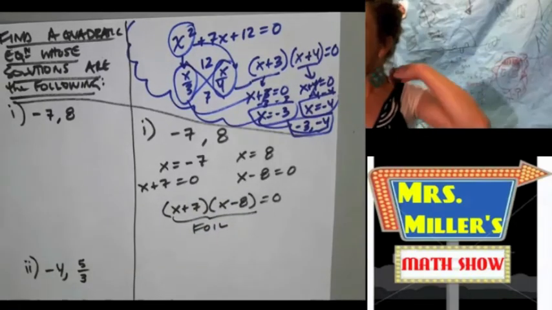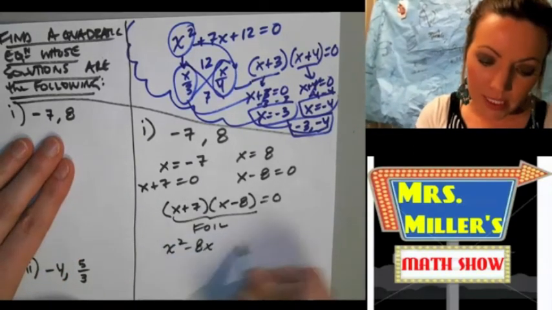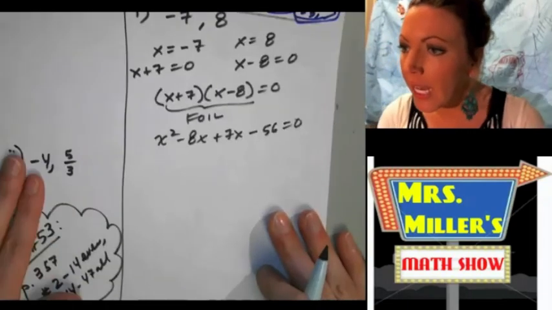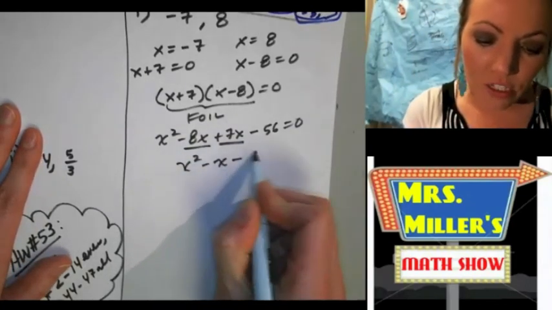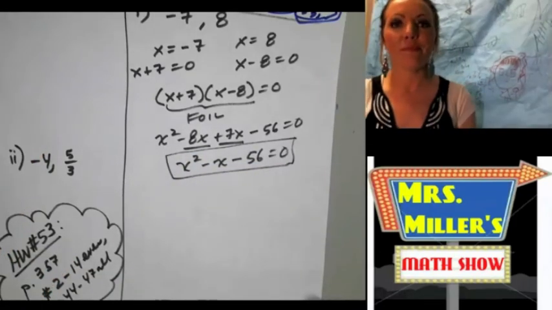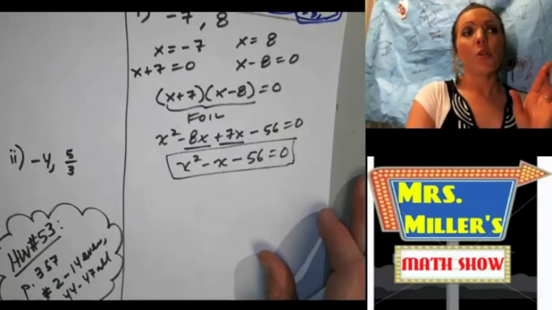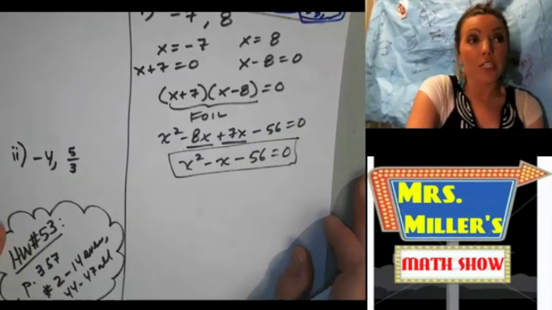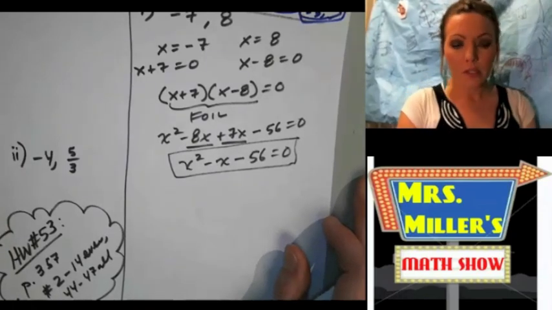Okay, so when we FOIL it out, we get x squared minus 8x plus 7x minus 56 equals 0. And then if we combine these like terms, we get x squared minus x minus 56 equals 0, and that is the equation. Why would you want to do that? Just making sure that you understand. You may use this when you get up into more difficult levels of math. You might be given the solutions and need to find where they came from, or one possibility of where they came from. Okay. Other questions?